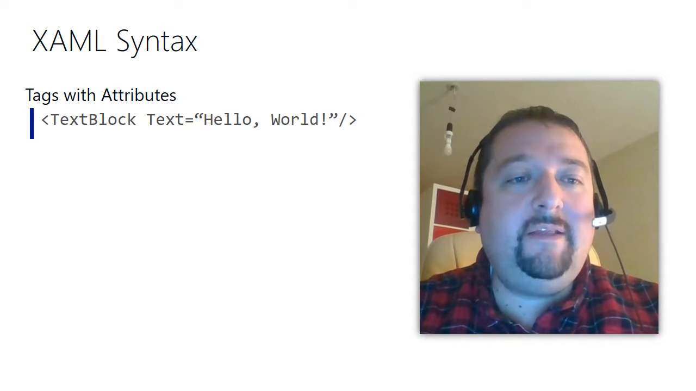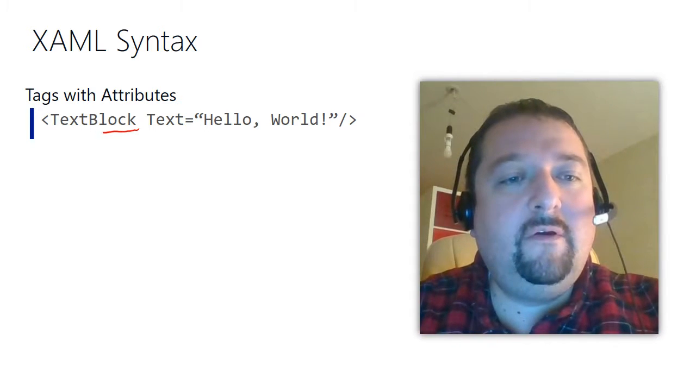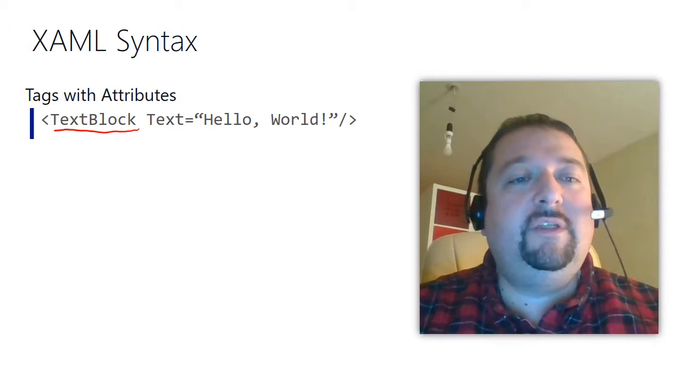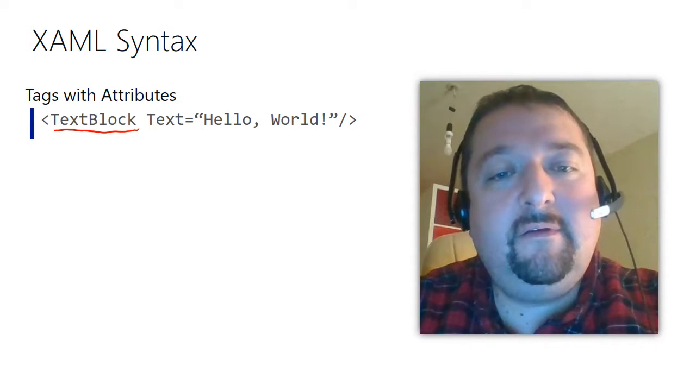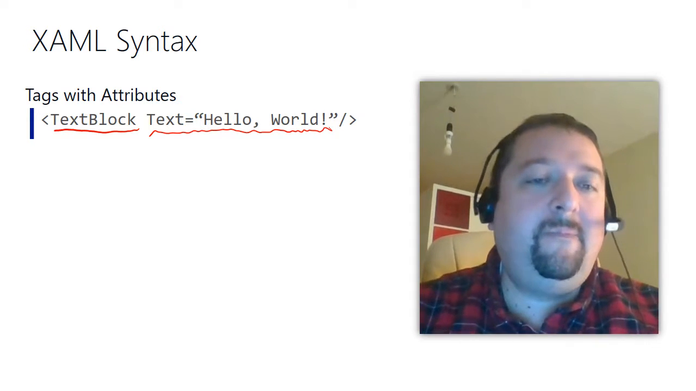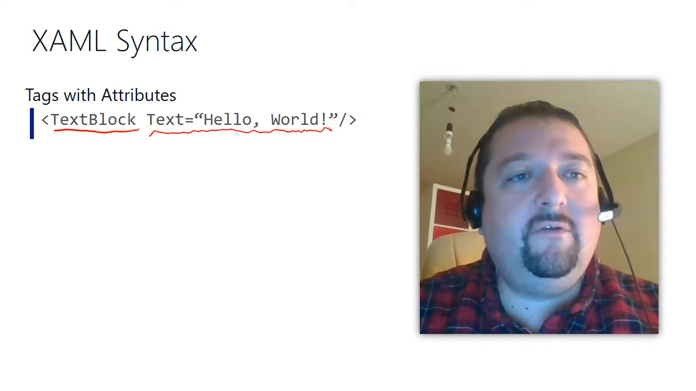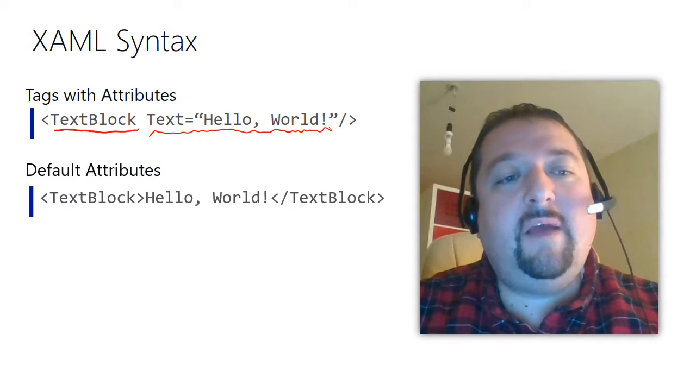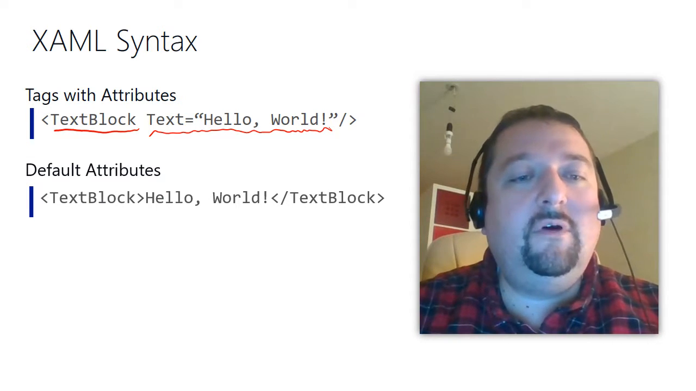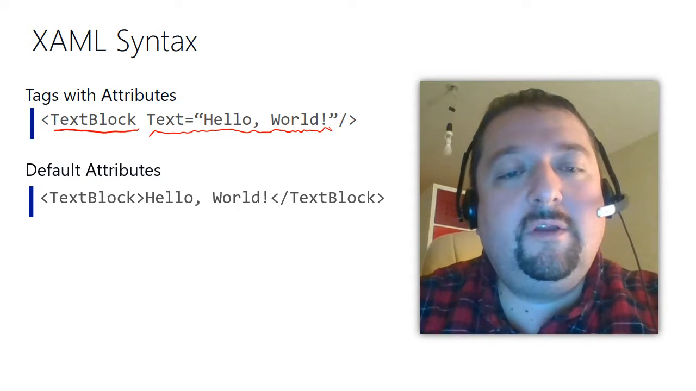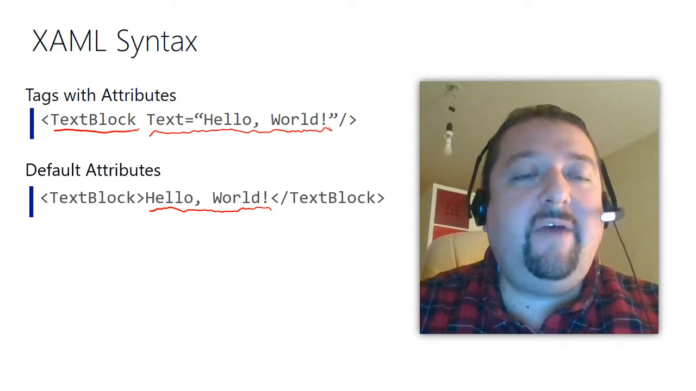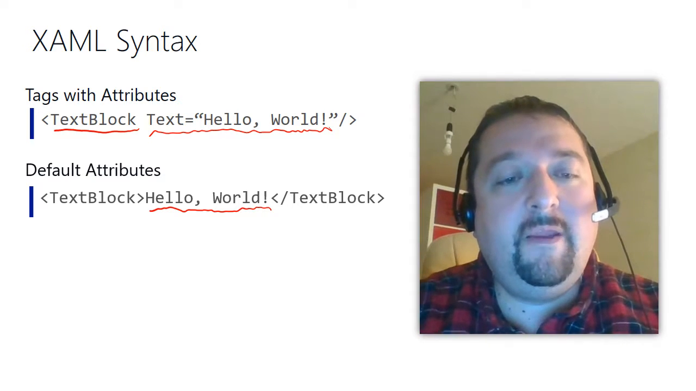Whenever you want to add an element, for example, a text block, you can specify several attributes to it. For example, if you want a text block that displays a text, you need to put text equals hello world. This is pretty obvious and pretty convenient. Some elements have so-called default attributes. For example, if you place hello world here inside the tag, it would be the same as specifying text equals to hello world. This is very useful.